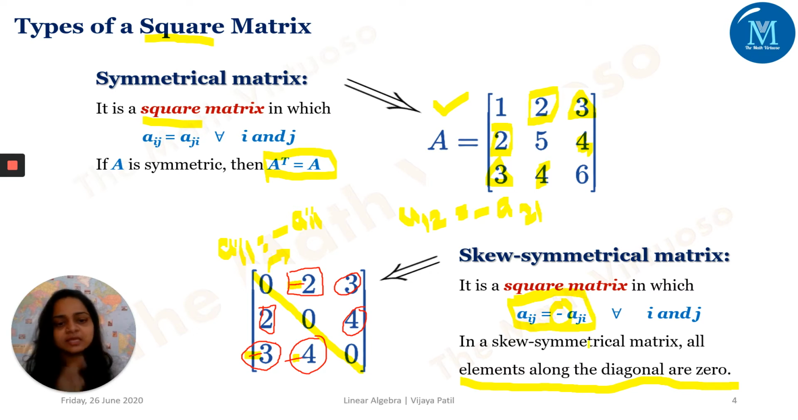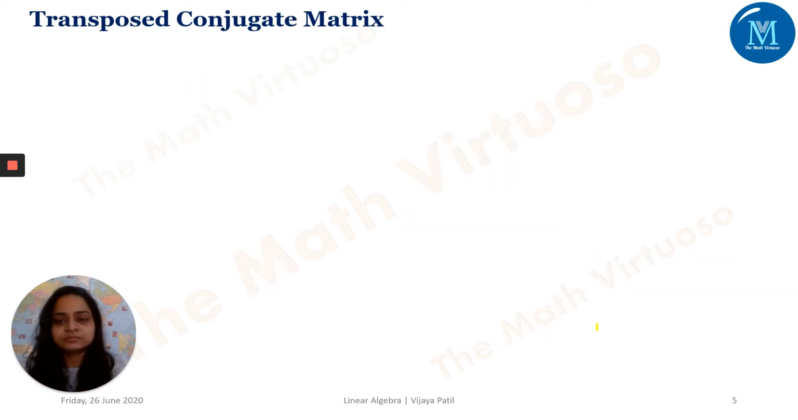And if I put j equal to i, that means I'm saying that a_ii is equal to minus a_ii. That means I'm talking about the diagonal elements. So therefore, in a skew symmetrical matrix, all the diagonal elements are 0, irrespective of the order of the matrix.